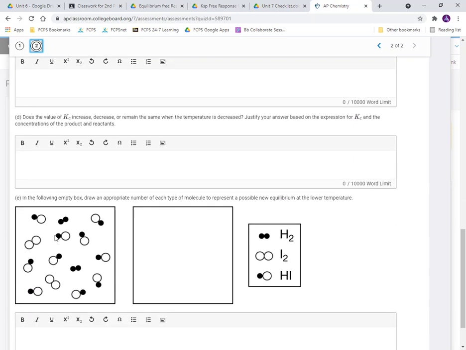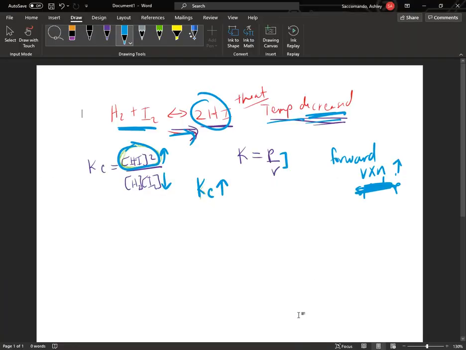So here you have 1, 2, 3, 4, 5, 6, 7, 8. How many? 1, 2, 3, 4, 5, 6, 7, 8, 9, 10. We have 10, right? So that means we have 1, 2, 3, 4. So I would say you would have like this one, if you're drawing this one over here, because we have to show that it has more product now.